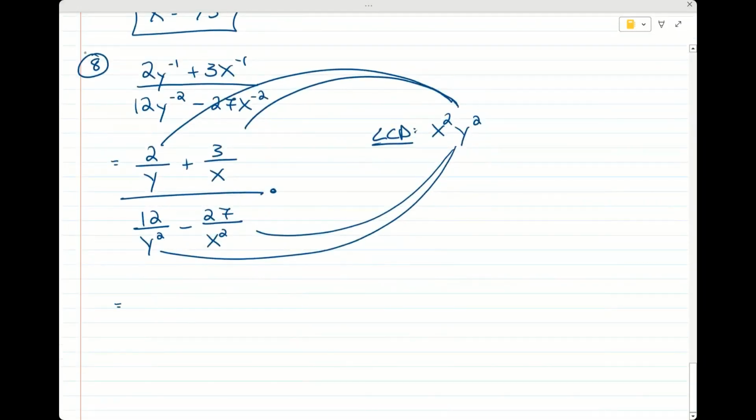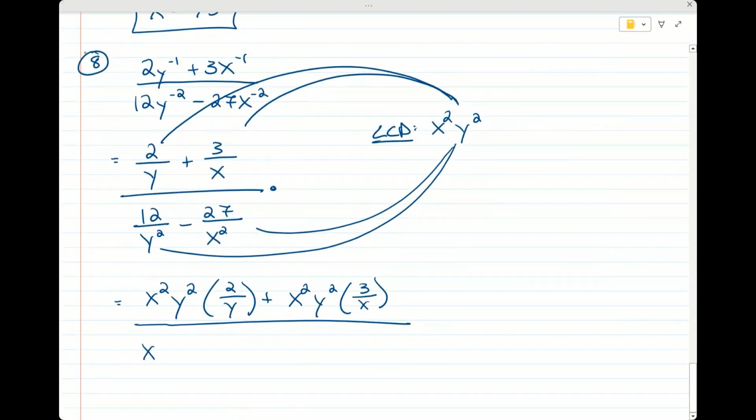So let's just write it all out so we don't make any careless mistakes. x squared y squared times 2 over y plus x squared y squared times 3 over x, all divided by x squared y squared times 12 over y squared minus x squared y squared times 27 over x squared.